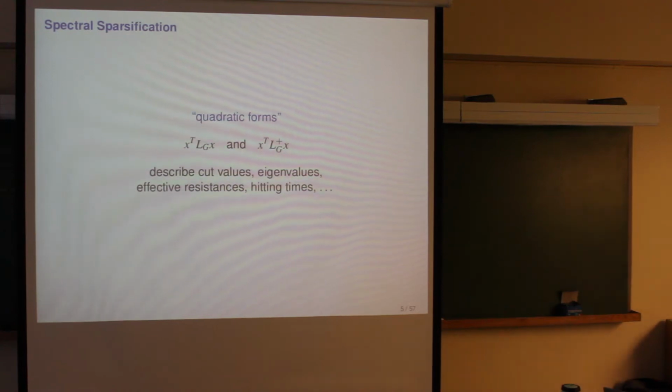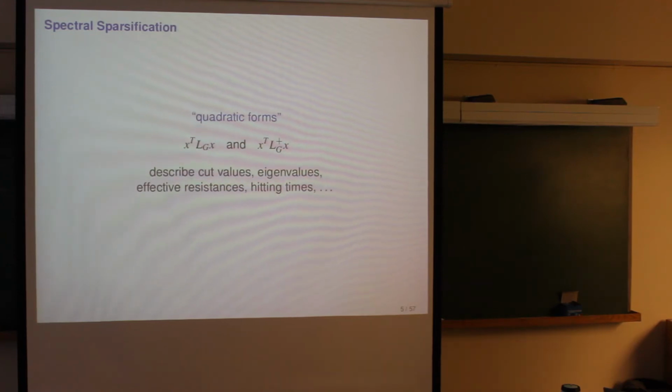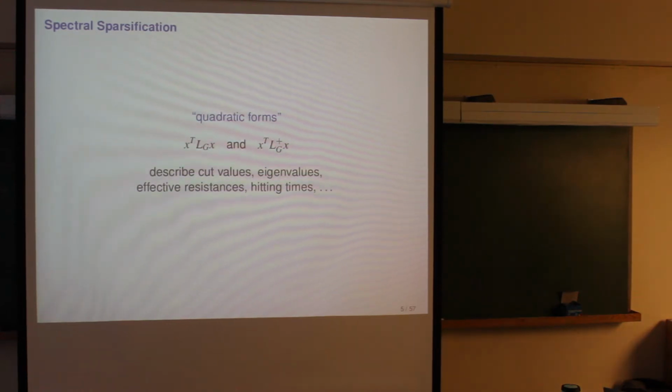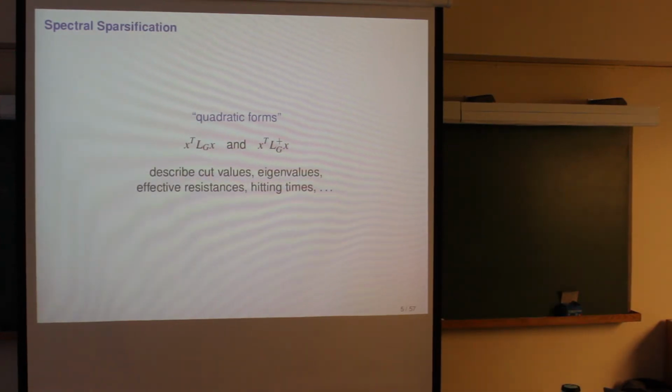Right, so that's why you call it the cut value. If you want to cut the graph in two parts, one being S, the other being the complement, the number of edges that you have to cut is basically the cut value. And this is captured very nicely by this quadratic form in the Laplacian.